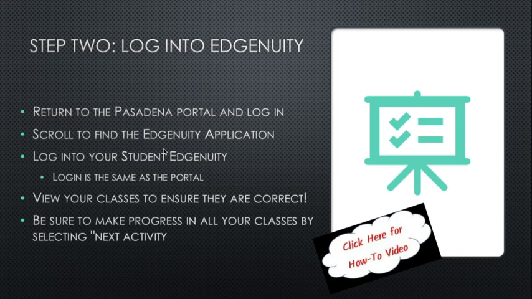Okay, you're going to return to the Pasadena portal and log in like you always do. You're going to scroll to find the Edgenuity application instead of like Schoology or something else that you would go to normally. And then make sure that all your classes are correct. If they're not, please reach out to somebody so we can get that fixed. And it's pretty simple. So go ahead and pause this video. Click on the next video to make sure you know how to log into Edgenuity. Get in there, watch the video, play around with it a little bit, feel comfortable, and then you can come back to this video and we'll keep going.